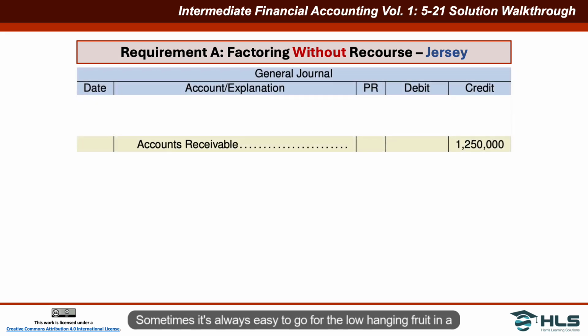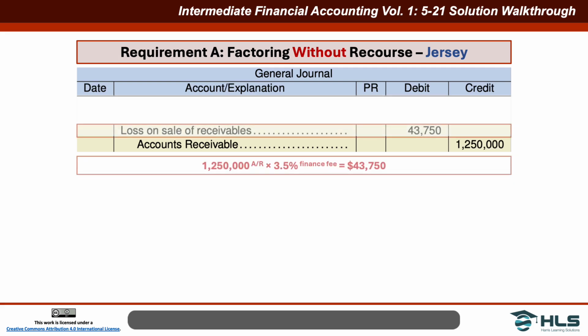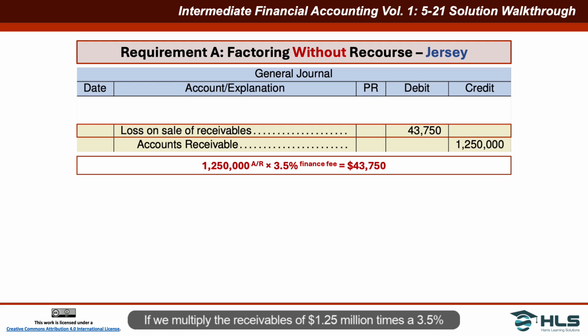Sometimes it's easy to go for the low-hanging fruit in a journal entry first, and that's the accounts receivable. We know the company is selling $1,250,000 of its accounts receivable, so let's leave a few spaces in our entry and credit accounts receivable for $1,250,000. Now let's deal with the finance fee. If we multiply the receivables of $1.25 million times a 3.5% finance fee, that equals $43,750, and that'll be classified as a loss on the sale of receivables by Jersey, and therefore we'll debit that account for $43,750.